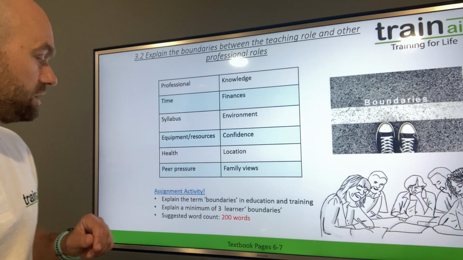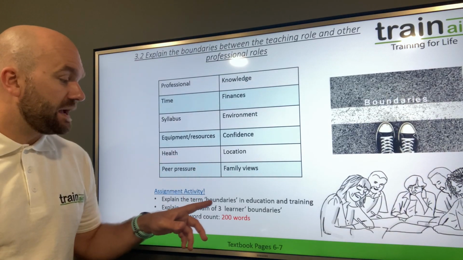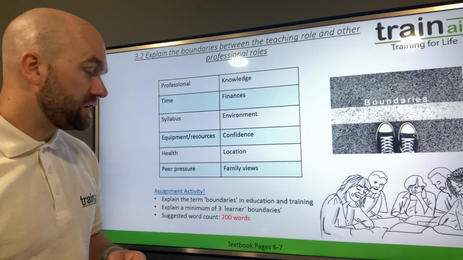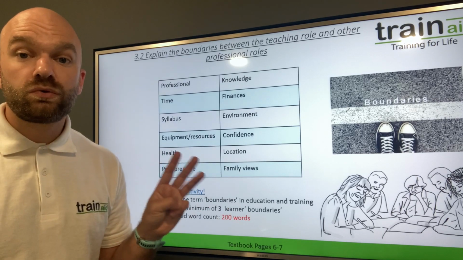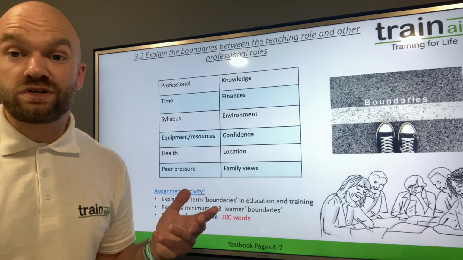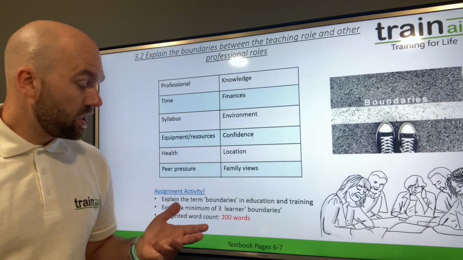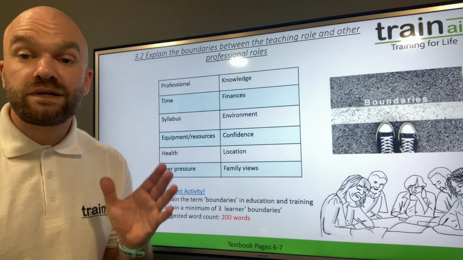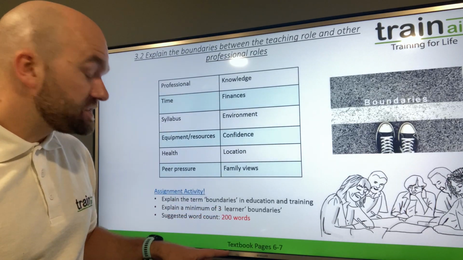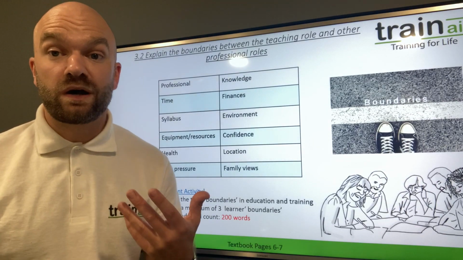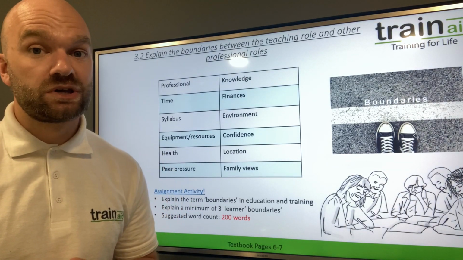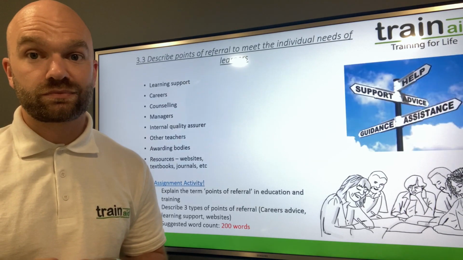For this criteria, we would like for you to explain the term boundaries or barriers in education and training. And we would like for you to explain a minimum of 3 different boundaries or barriers. For this criteria, it's simply 200 words as a minimum. And we would also like for you to have a look at pages 6 to 7 as well to give you a helping hand with this criteria.